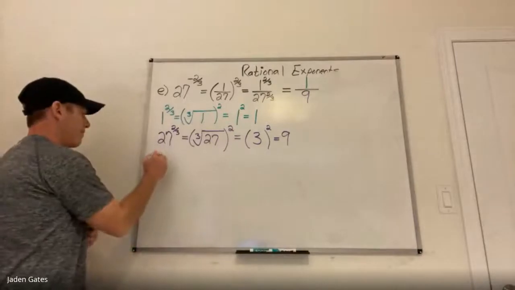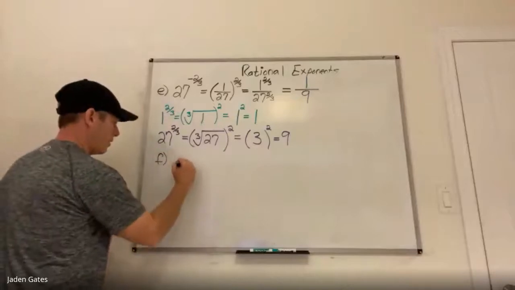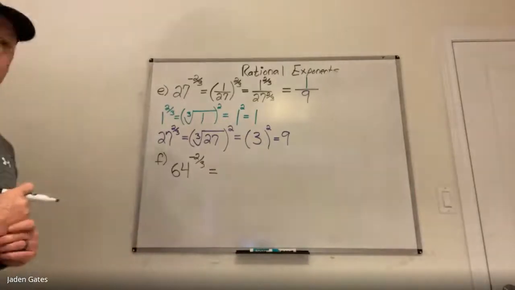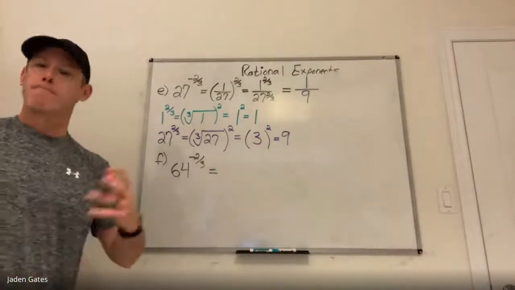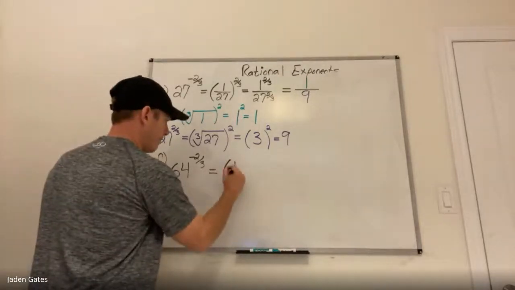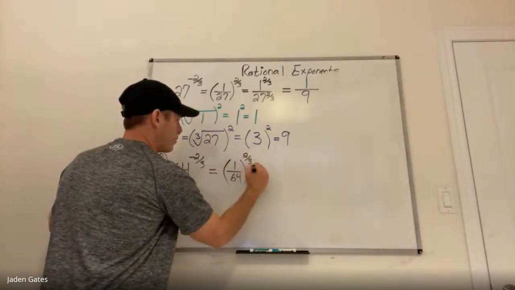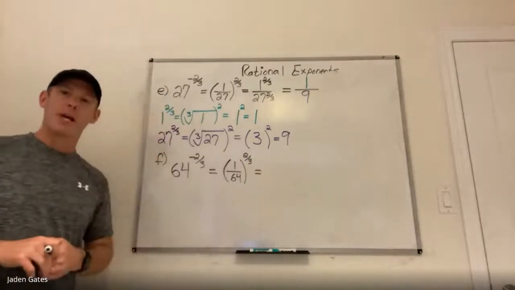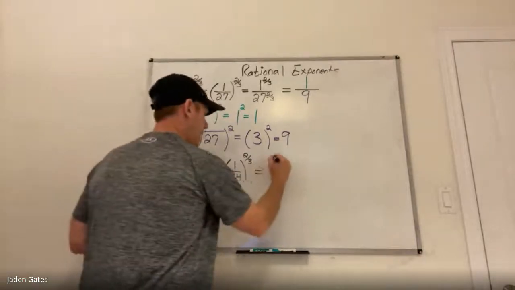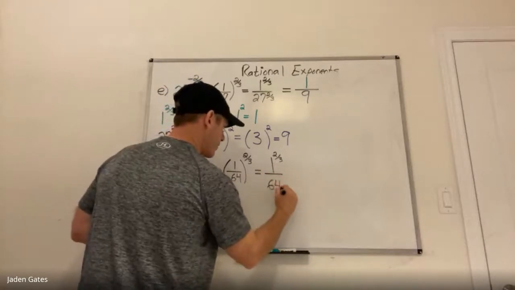Let's see here, F. All right, I have 64 to the negative 2/3. Once again, I have a negative exponent, so I'm going to use my negative exponent rule first, where I flip my base and change my exponent to a positive. So there's my negative exponent rule. Now I'm going to use my expanded power rule, where I apply my exponent to both the numerator and the denominator.